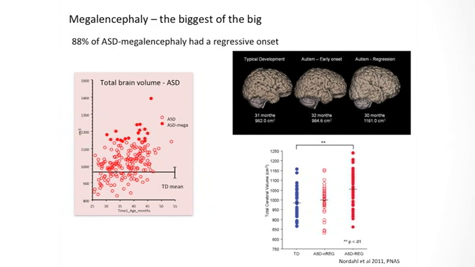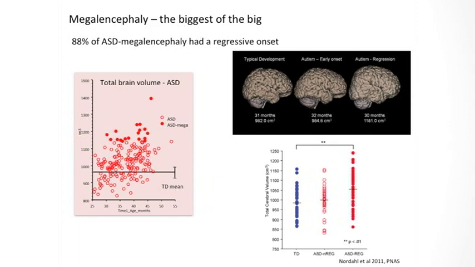In fact, this is a child, these are all matched for age, these are just 3D reconstructions of their brains, and I think you can tell this kid has a pretty big brain, right? And he has a regressive onset. What we found was that this abnormal brain enlargement actually was only present in children with a regressive onset. The children with early onset autism, their brain sizes were actually pretty normal.